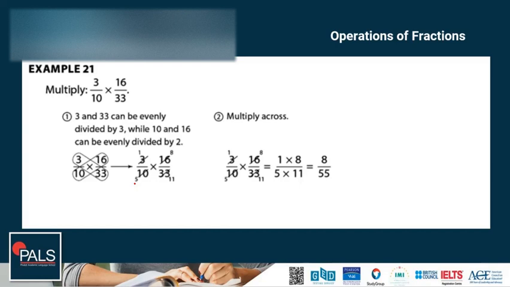So our new fraction is 1 over 5 times 8 over 11. So we can proceed to multiply across. So 1 times 8, okay, this one is 8. 5 times 11 is 55. So this is the answer.